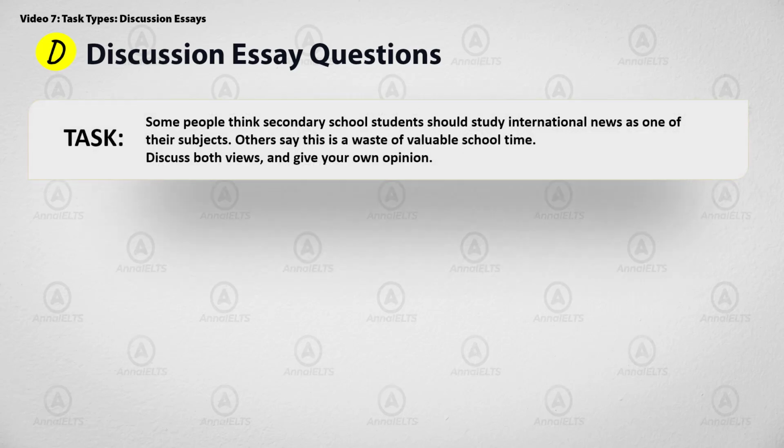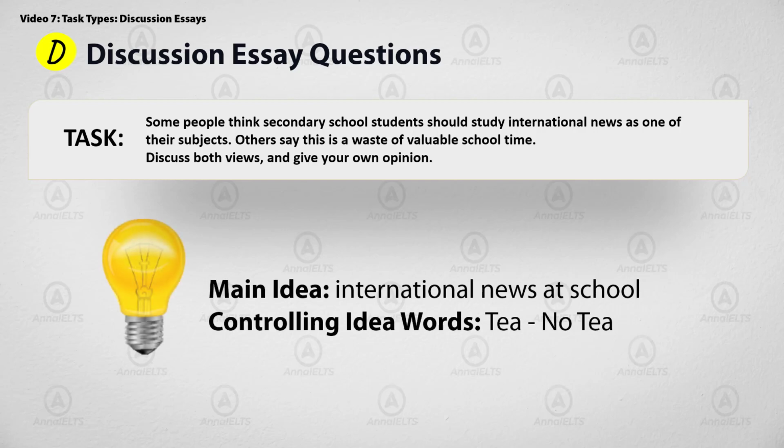Example: some people think secondary school students should study international news as one of their subjects. Others say this is a waste of valuable school time. Discuss both views and give your own opinion. Well, let's analyze the task. What's the main idea? Well, the main idea is international news at school. Controlling idea words include the idea of two groups of people, tea and the opposite, noti.